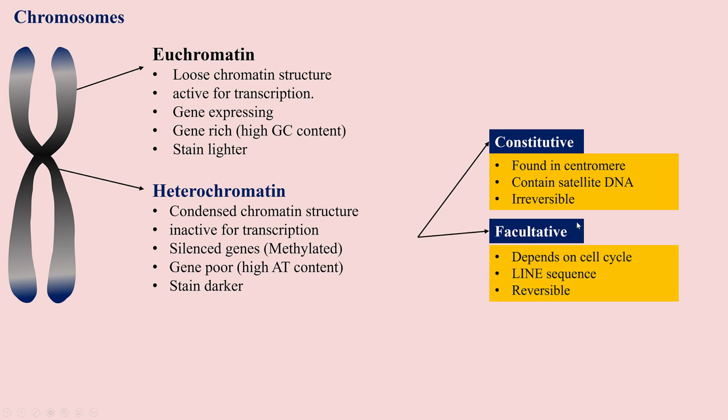While there is another one, that is facultative heterochromatin. It is reversible and its structure can change depending on the cell cycle. This region is characterized by repetitive DNA sequences known as LINE sequences. An example of facultative heterochromatin that changes its structural conformation with the cell cycle is the inactivated X chromosome, the Barr body of the female.